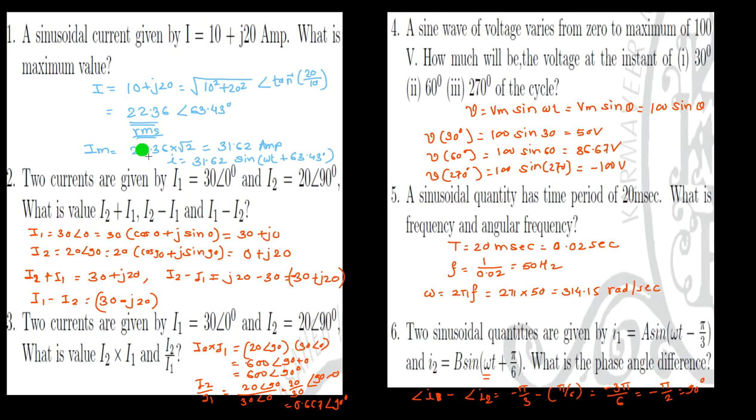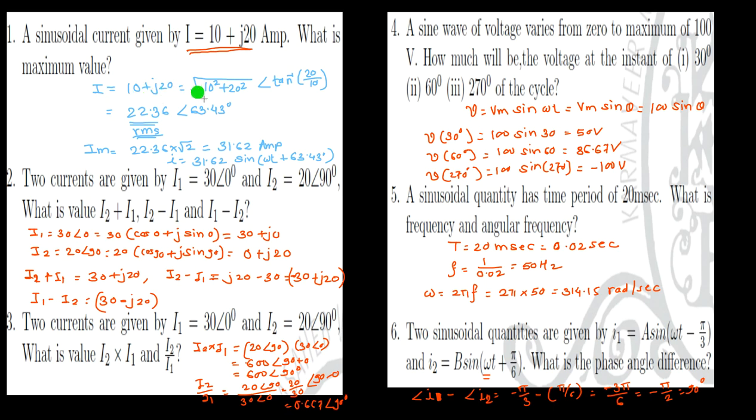So let's begin. The first numerical: a sinusoidal current is given by I equal to 10 plus j20 ampere. Here the sinusoidal current is given in rectangular form. What is its maximum value? To calculate the maximum value, first convert this rectangular form into polar form.